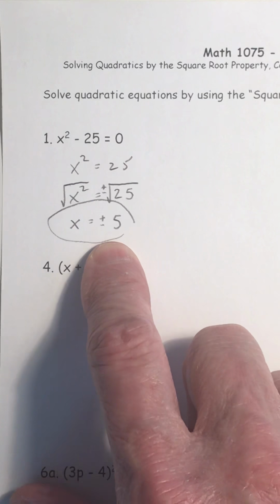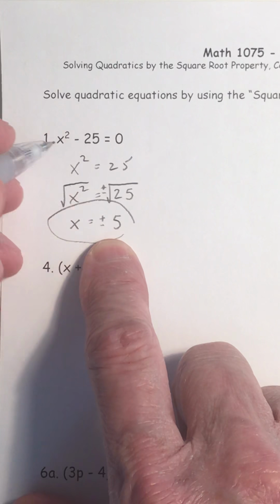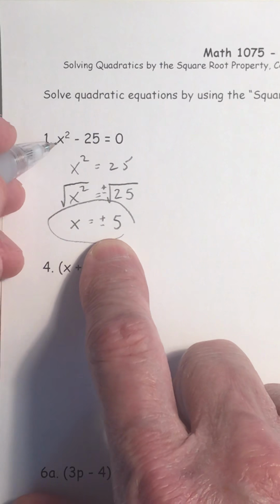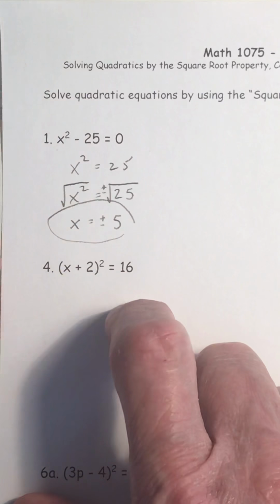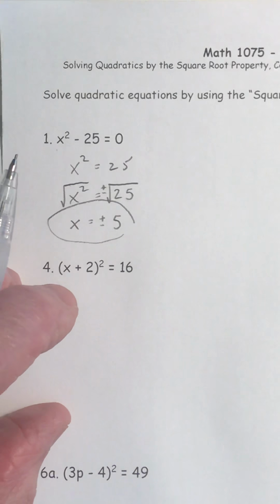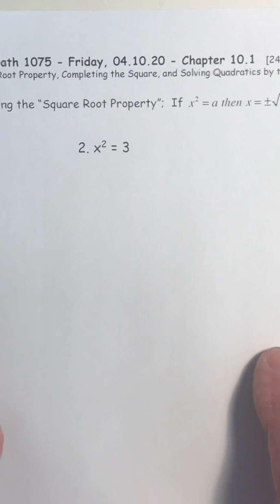As I said a moment ago, both these numbers will work here. Square them and you get 25. So, of course, back in the original, square them, you get 25, and then you take away 25 and you get 0. So that's the use of the square root property.